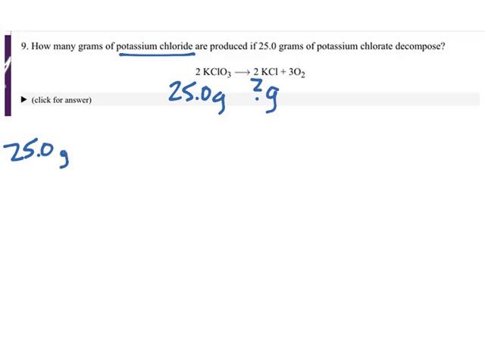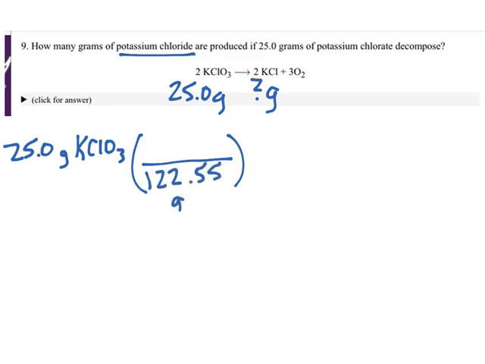So we'll start with our 25.0 grams of KClO3. Here we'll need the molar mass of this guy, so 39.10 for the potassium, 35.45 for the chlorine, plus 16 times 3 for the oxygens, is 122.55 grams of KClO3 is equivalent to 1 mole of KClO3.